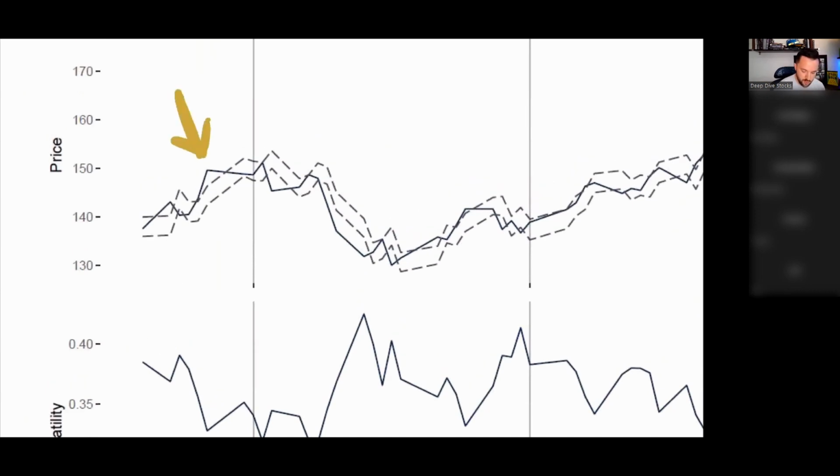Right here, what's particular about this price action? It's going outside of the expected range. Right. So the buying is so aggressive that it's exceeding the expected price range. It looks like for a couple of days in a row. And so we see that the price is exceeding the expected price range.